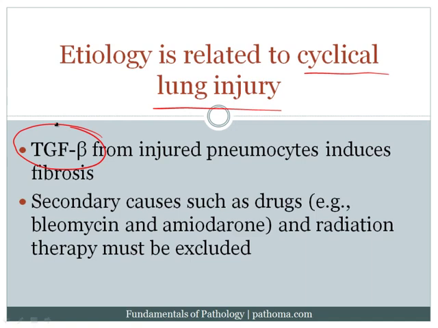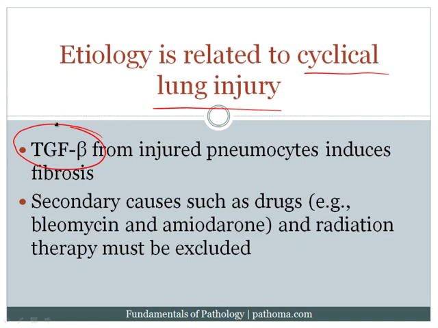And at that point, I told you that there were two important mediators that allow for calling in of the healing response. And one was TGF-beta, and the other one was IL-10. And so in this particular case, you can see that TGF-beta is important for the healing response. And so the injured pneumocytes can also release TGF-beta, and that would induce fibrosis. And that is what is thought to drive the process. It's TGF-beta from the injured pneumocytes that induces the fibrosis.